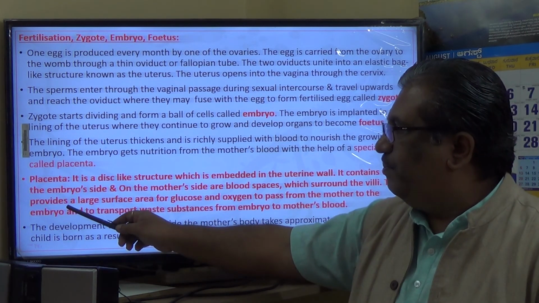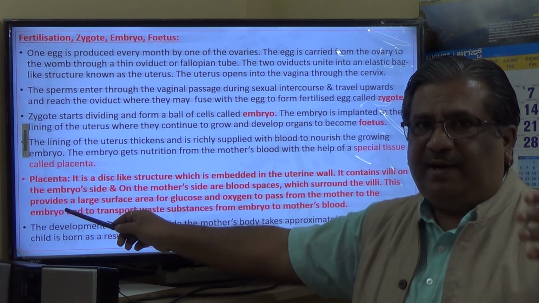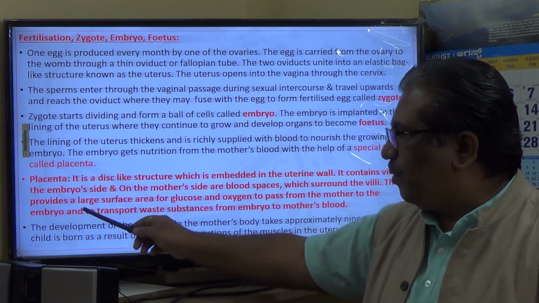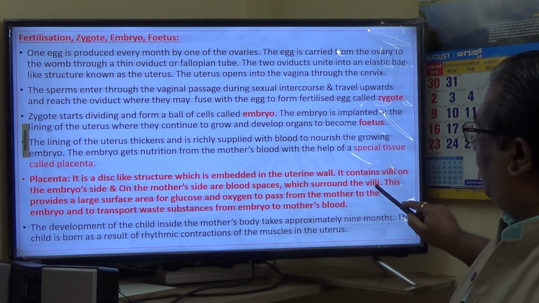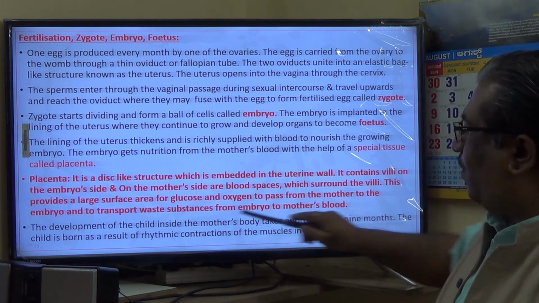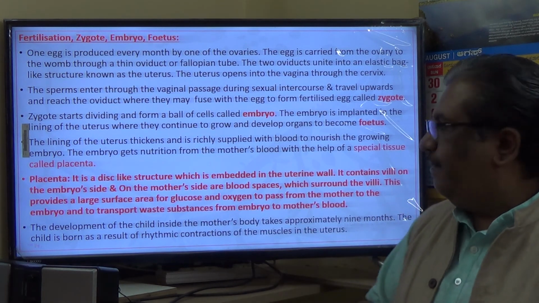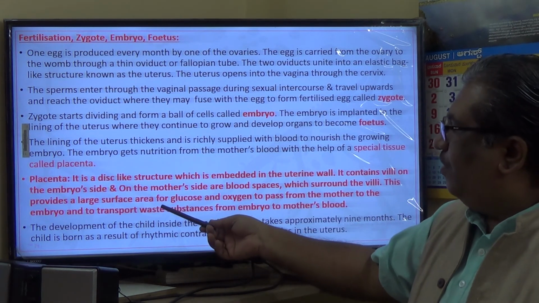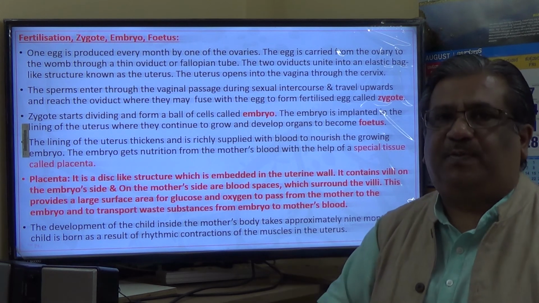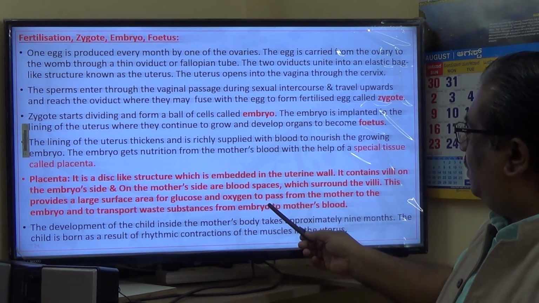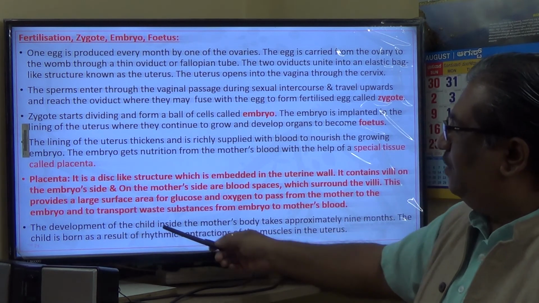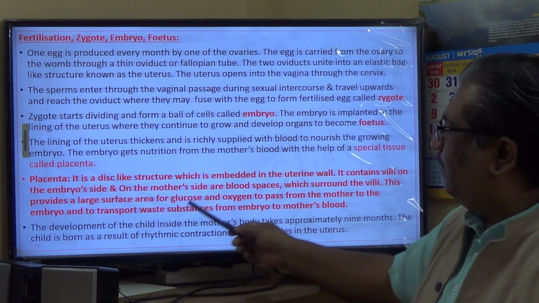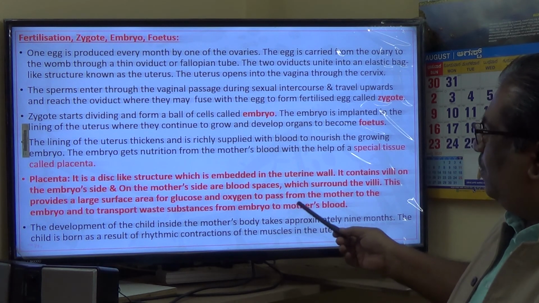The villi present on the placenta provide a large surface area for the absorption and transport of glucose and oxygen from mother to the embryo and back, and also to transport waste substances from embryo to mother's blood.